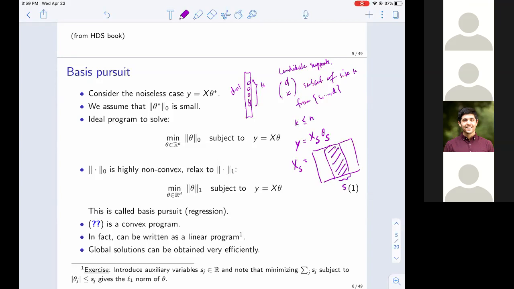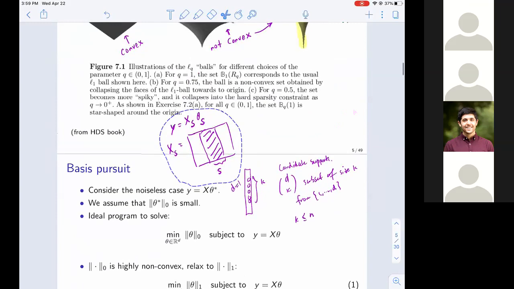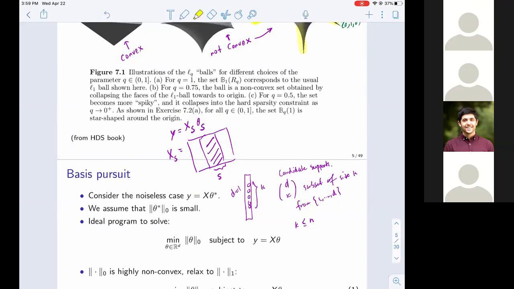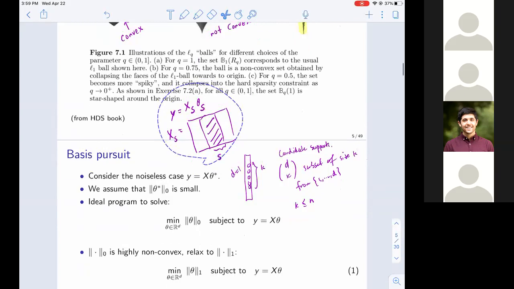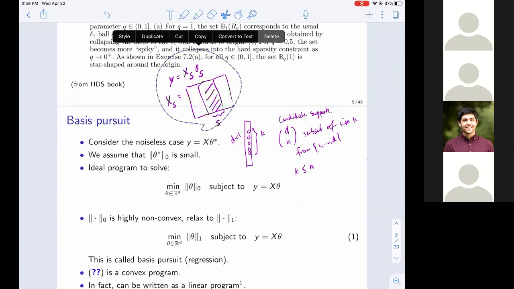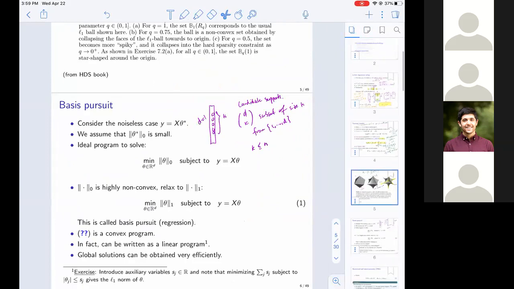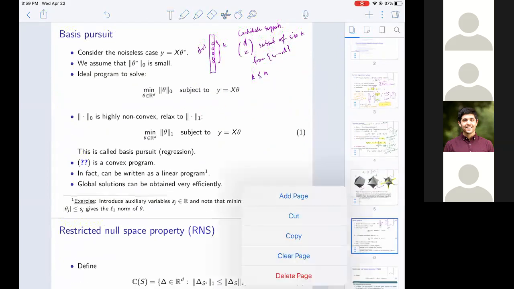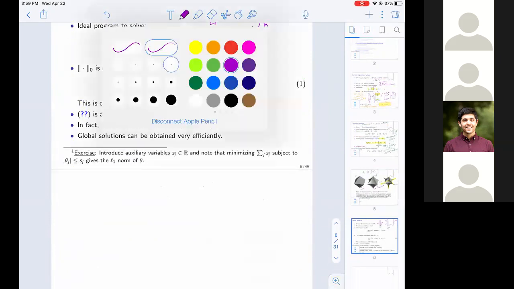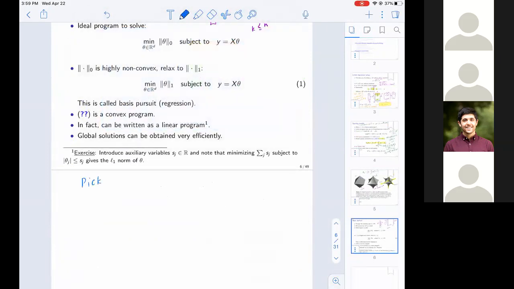So if you fix the support, the problem becomes simple. Let's do it somewhere else. So what I can do is, let's say, pick a subset S, subset of 1 to d, and then I'm going to look at the problem, which is this is my X, and this is my theta star.